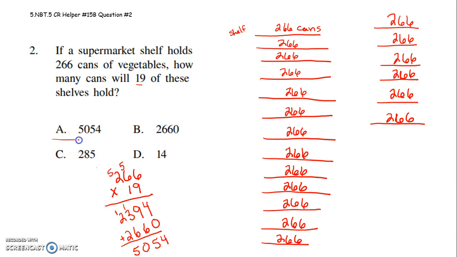So 5,054 cans is how many cans would be held on 19 shelves. I hope that helps.